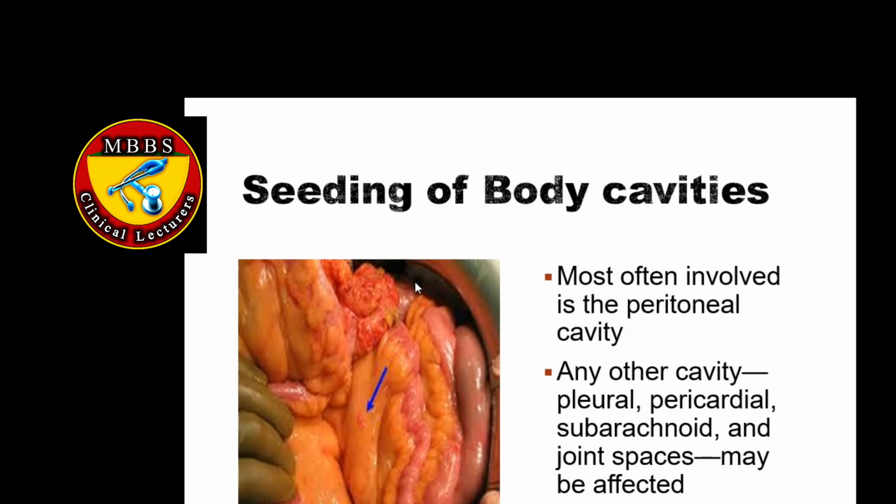Again, one of the gross pictures showing you these tumor deposits within the peritoneum, and this may be coming from the colonic tissue. Most often the peritoneal cavity is involved, but any other cavity can be too: pleural, pericardial, subarachnoid, and joint spaces. So any of the body cavities can be involved. Subarachnoid is in the brain, and joint spaces are found all over the body. So there are a lot of chances of seeding of these tumor cells within these cavities. One has to be really careful when a doctor or physician is dealing with malignant tumors.